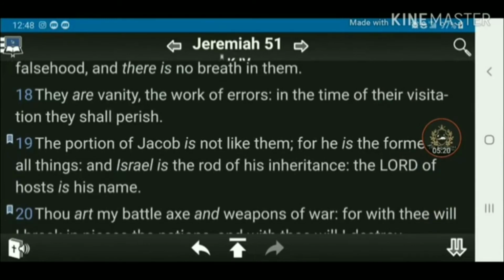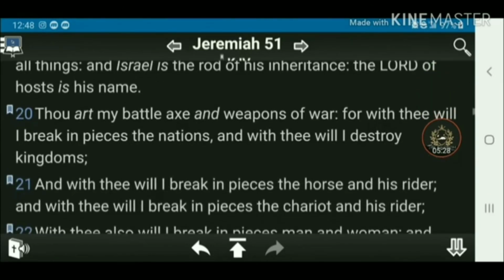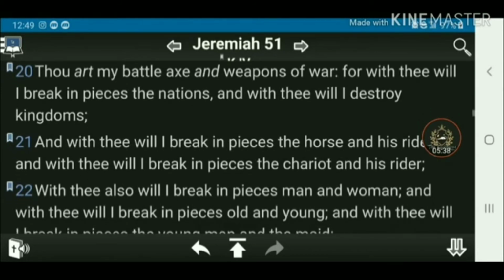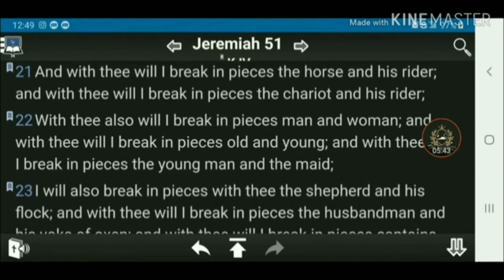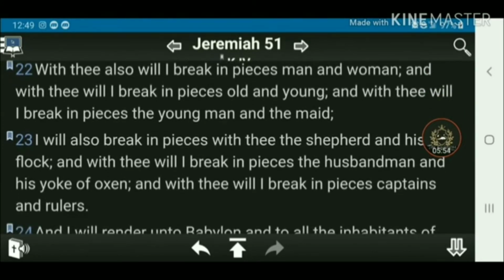Verse 19. The portion of Jacob is not like them, for he is the former of all things, and Israel is the rod of his inheritance. The Lord of hosts is his name. You are my battle axe and weapons of war. For with you will I break in pieces the nations, and with you will I destroy kingdoms. And with you will I break in pieces the horse and his rider, and with you will I break in pieces the chariot and his rider. And with you also will I break in pieces man and woman, and with you will I break in pieces old and young, and with you I will break in pieces the young man and the maid.